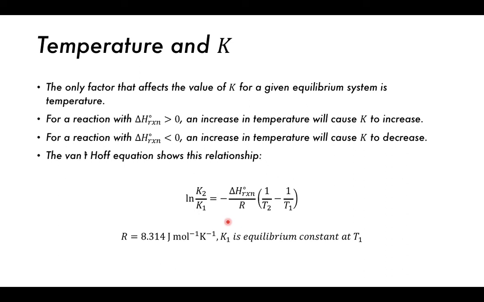So the Van 't Hoff equation shows this relationship where the log of K2 over K1, where K1 is the equilibrium constant at the previous temperature and K2 is the new one at the new temperature, is going to be equal to minus delta H reaction, the heat of reaction, over R, which is the universal gas constant, times 1 over T2, which is the new temperature, minus 1 over T1, which is the old temperature, where R is this value here, and K1 is the equilibrium constant at T1.